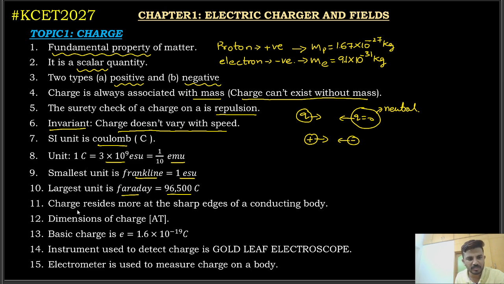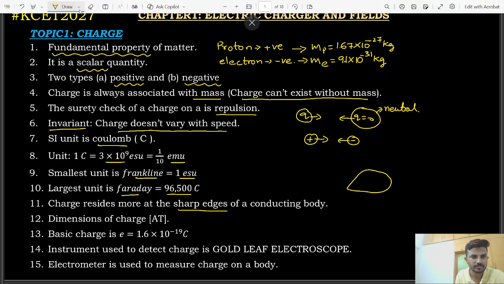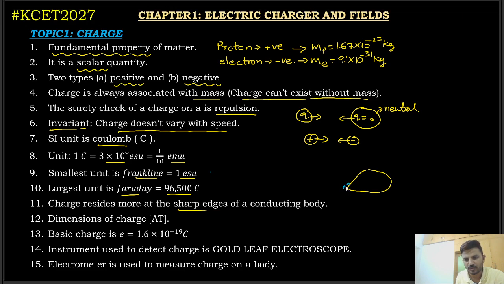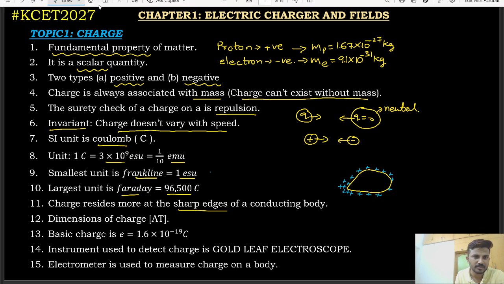Okay, next one, the charge resides more at the sharp edges. For example, if I consider an object like this, and if I give charge to this body, more number of charges will go and accumulate at the corner, and less charge you can see in the less curvature area. This is how charge accumulates. They like the corners.